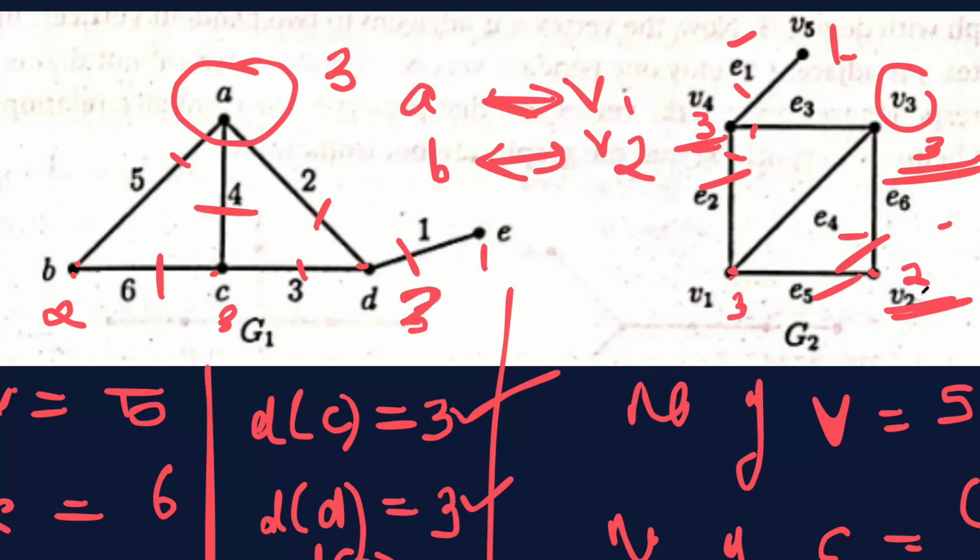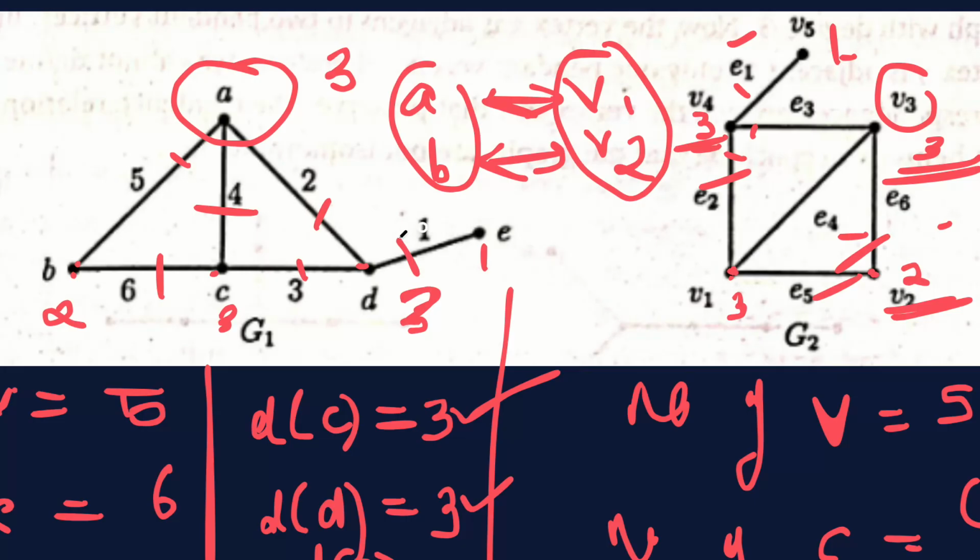So here if I am saying this B and V2 are same, and if this B is connected to A, that is if this AB is connected, then that means V1 and V2 should also be connected. If I am saying that in this graph AB is connected, then in the other graph I said that A can be V1 and B can be V2, then V1 and V2 should also be connected, which you can see it is connected.